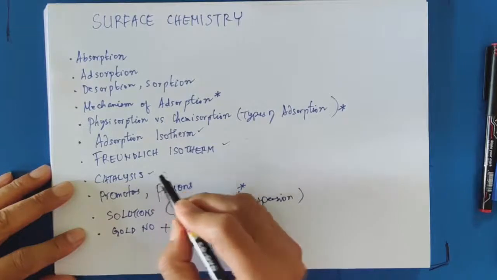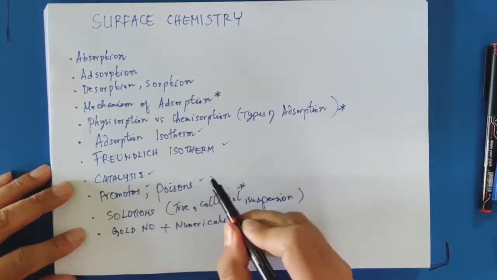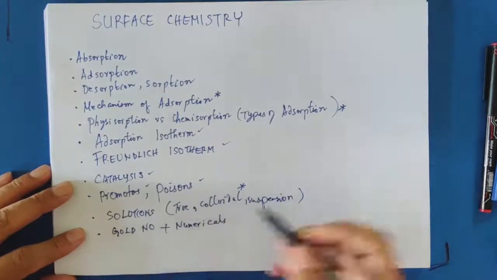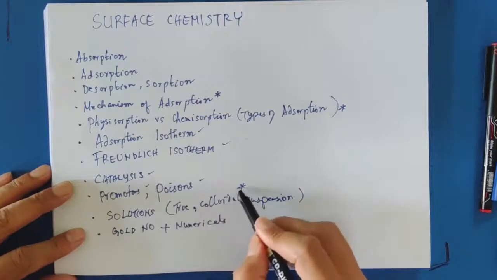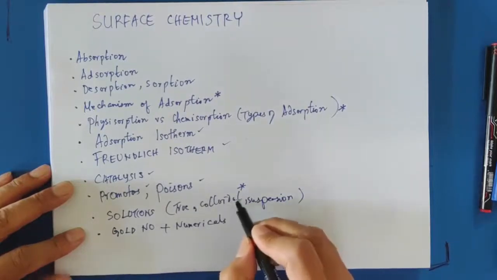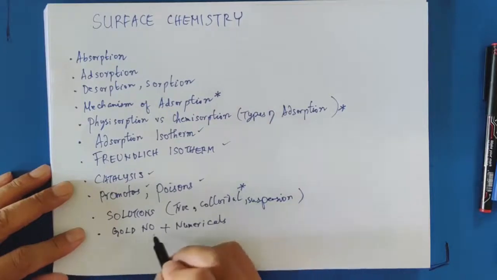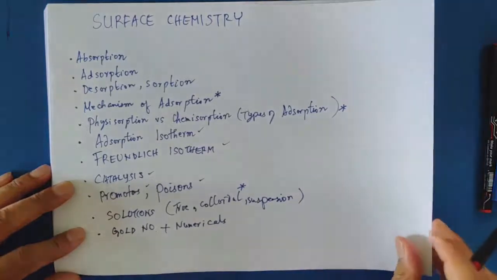Then catalysts. In catalysts we study what are promoters, what are poisons, and what types of solution: true solution, colloidal, suspension. We'll study colloids, and in colloids there will be some numericals.